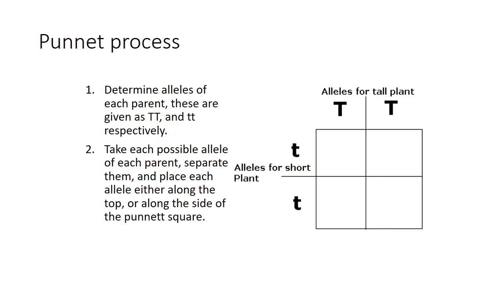So here we have the alleles for tall plants on the top and the alleles for short plants on the side, and we want to make sure that they are all on one side together. So one parent is going to be on the top and one parent is going to be on the side. We don't want to make them across from each other. They want to be on the same side because this tells us which plant is related to which. So we're going to take each allele and separate them along the top or the side of the Punnett square.